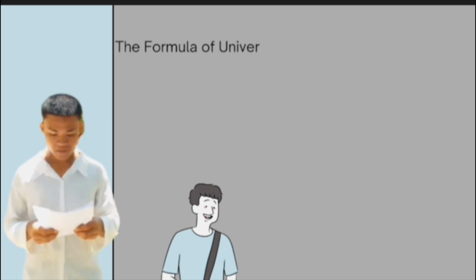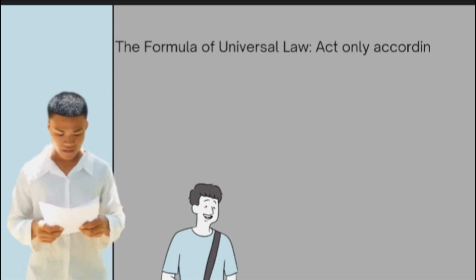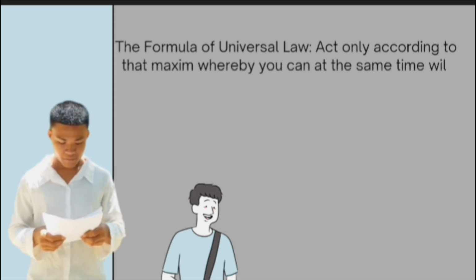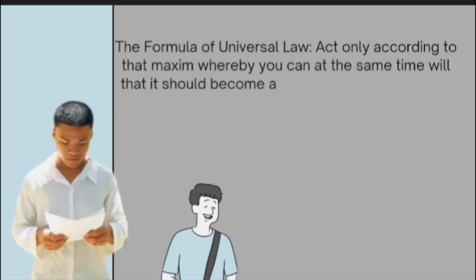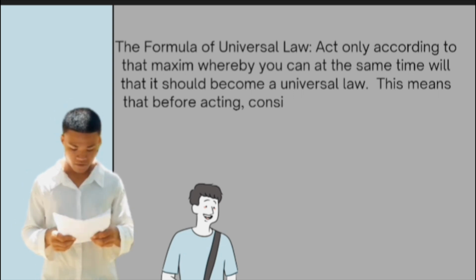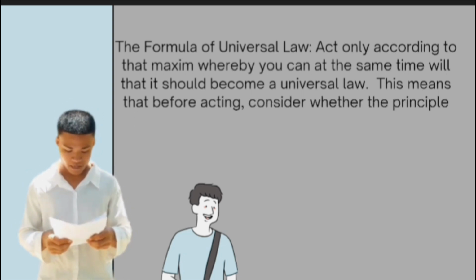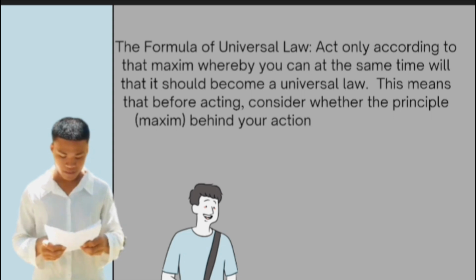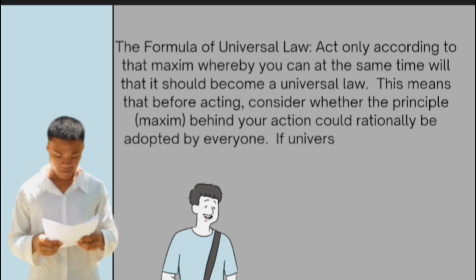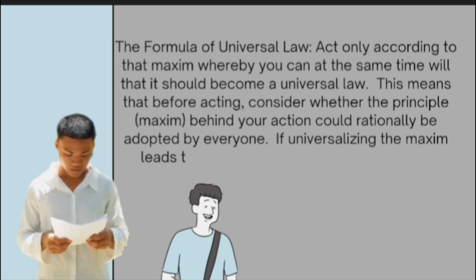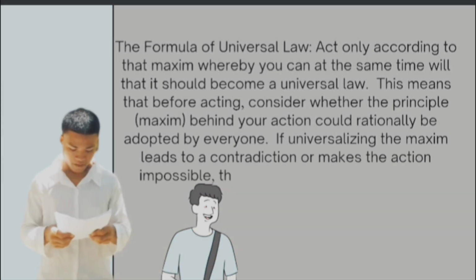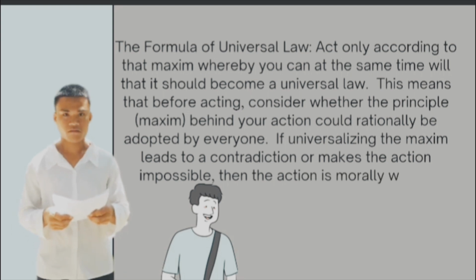the formula of universal law. Act only according to the maxim whereby you can at the same time will that it should become a universal law. This means that before acting, consider whether the principle or maxim behind your action could rationally be adopted by everyone. If universalizing the maxim leads to a contradiction or makes the action impossible, then the action is morally wrong.